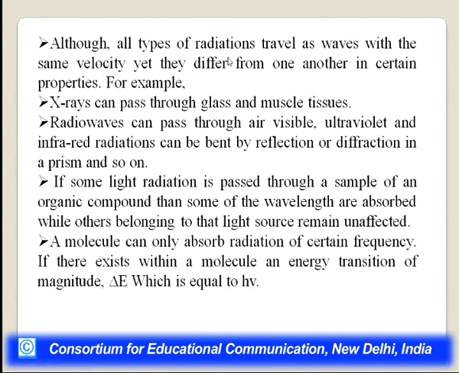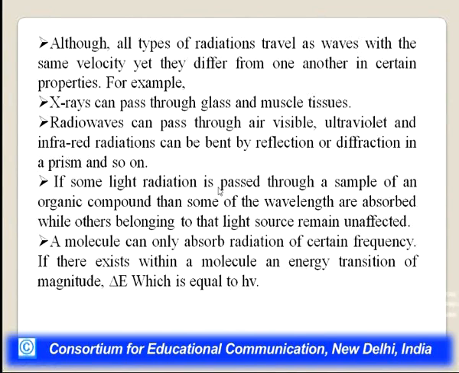Although all types of radiations travel as waves with the same velocity, yet they differ from one another in certain properties. How do they differ? X-rays, you know very much, can pass through glass and muscle tissues. Radio waves can pass through air. Visible, ultraviolet and IR radiations can be bent by reflection or diffraction in a prism and so on.